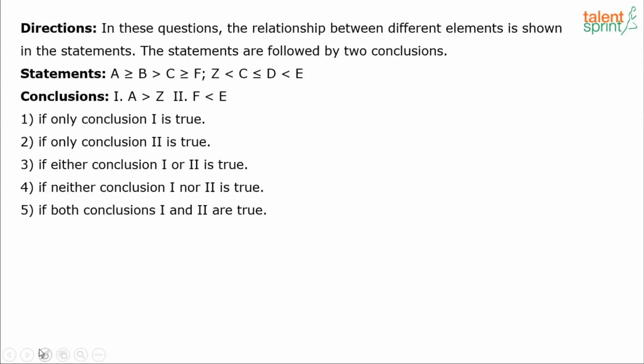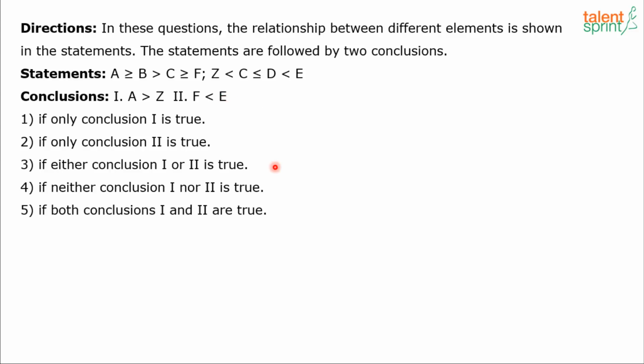What does it say? Read the directions properly, right? In these questions, the relationship between different elements is shown in the statements. The statements are followed by 2 conclusions. The statements given to us are: A greater than or equal to B, greater than C, greater than or equal to F, Z less than C, less than or equal to D, less than E. And there are 2 conclusions: A greater than Z and F less than E.